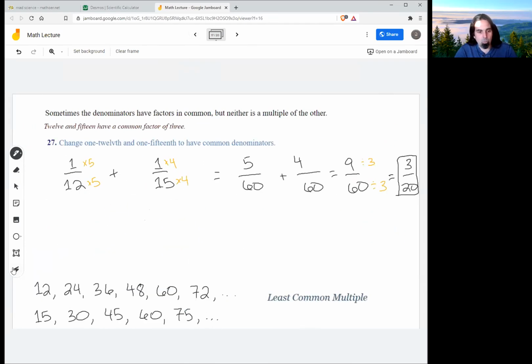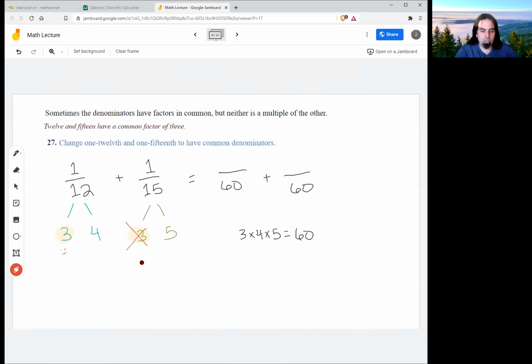Before, we found what we were multiplying by counting how many spots we went on the list. Here, we're saying what factors were in the other tree. The blue tree didn't have a 5, so we need a times 5 here. The green tree didn't have a 4, so we need a times 4 on this side. We're making both trees match. Now this tree has a 3, a 4, and a 5. This tree has a 3, a 4, and a 5. They're both 60.